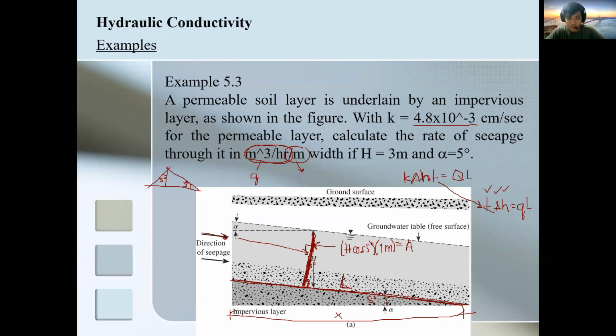So we're going to use cosine gapon, di ba? Or sine. So cosine gapon. So the length is X cosine 5 degrees. So ana na siya pag solve. So again, our head loss or the total head is from the level of the water going towards the lowest part.